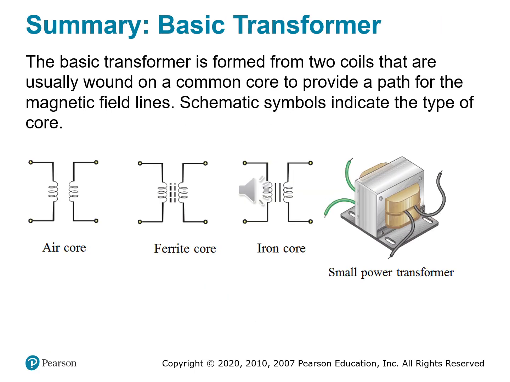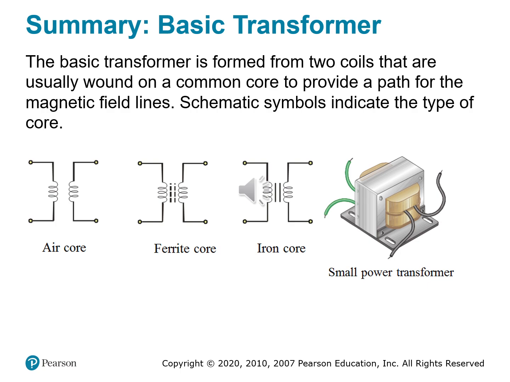All right, moving on to the basic transformer, two coils, one mission. You've learned about mutual inductance, the engine behind magnetic coupling. Now let's build a machine around it, the basic transformer. At its heart, a transformer is incredibly simple. Two coils wound on a common core. And why a common core? Because it provides a controlled path for the magnetic field lines, maximizing mutual inductance and energy transfer.